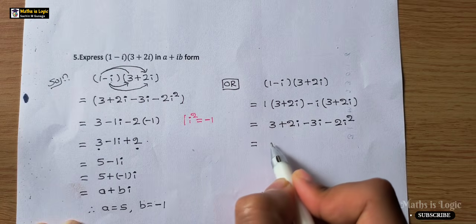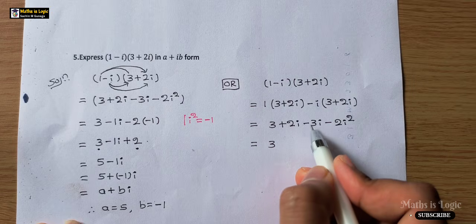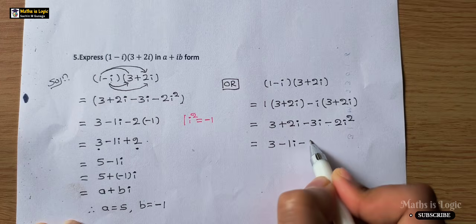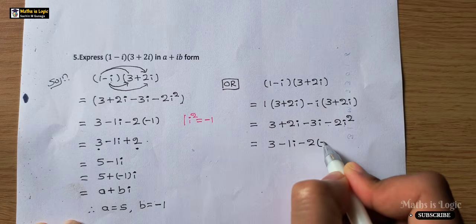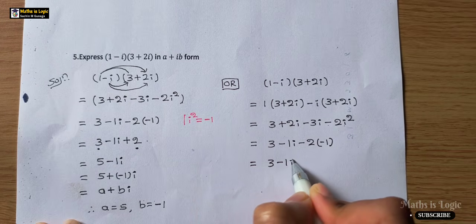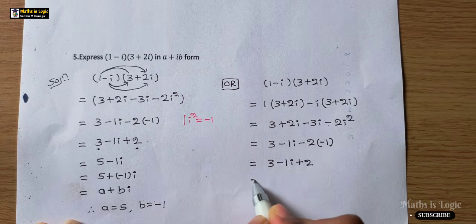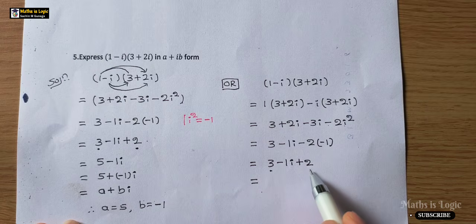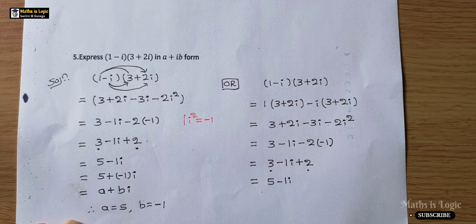So which is equal to this constant number, keep it as it is, 2i minus 3i. 2 minus 3 is minus 1 times i, minus 2, keep it as it is, again i square. i square is minus 1, so substitute minus 1, which is equal to 3 minus 1i, minus into minus is plus, 2 into 1 is 2, which is equal to, now add the real part, that is 3 plus 2, 5, and minus 1i, keep it as it is.